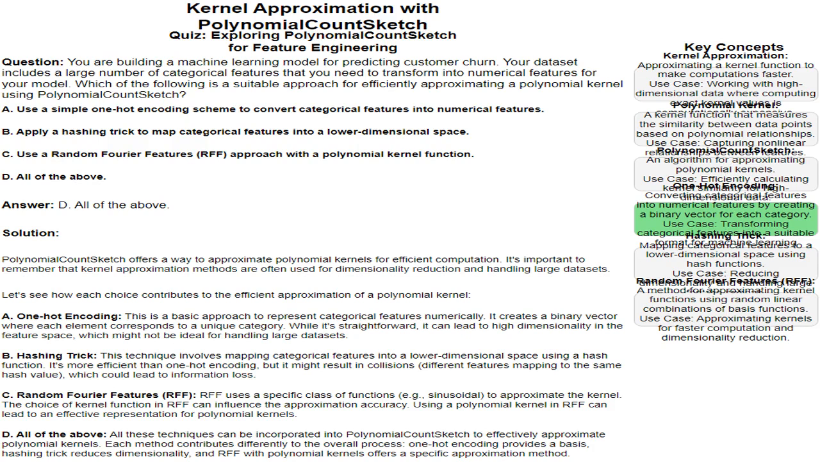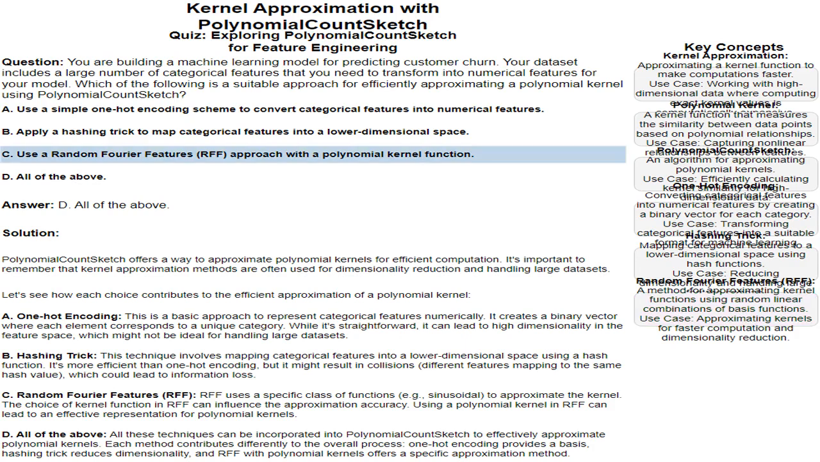Hashing trick. Mapping categorical features to a lower dimensional space using hash functions. Reducing dimensionality and handling large feature spaces. Random Fourier features RFF. A method for approximating kernel functions using random linear combinations of basis functions. Approximating kernels for faster computation and dimensionality reduction.